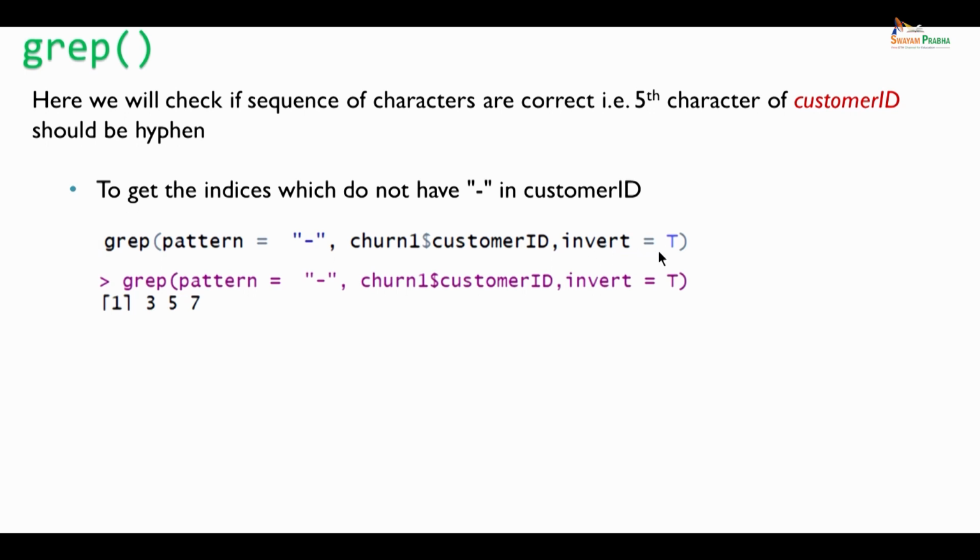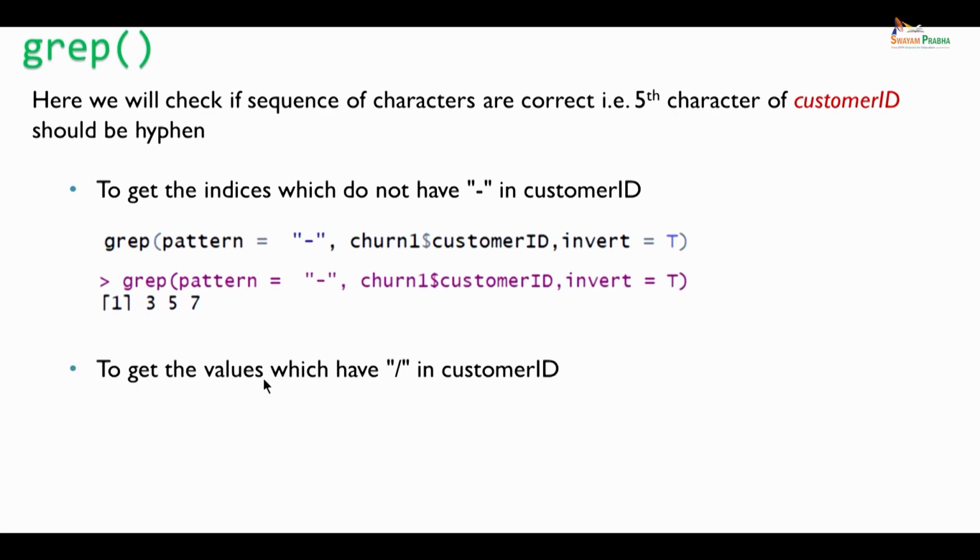By giving invert equal to true, I am getting the indices which do not satisfy the grep function. That is, wherever I do not have a hyphen, it is giving me those IDs. In the third, fifth and seventh observation, the customer ID does not have a hyphen in the place of 5.